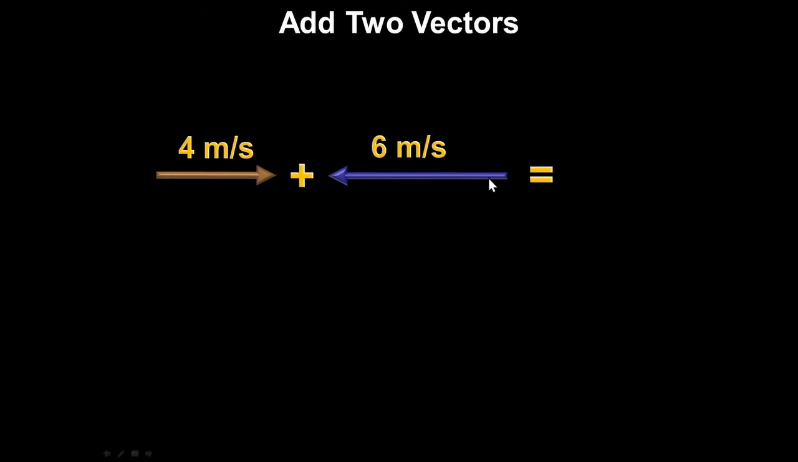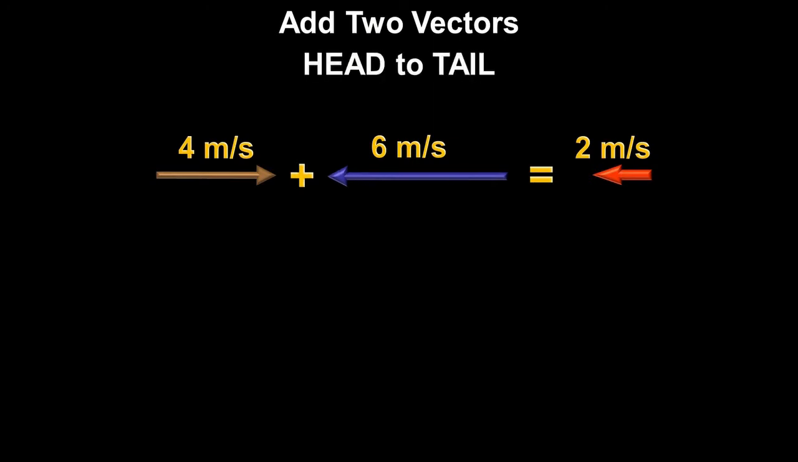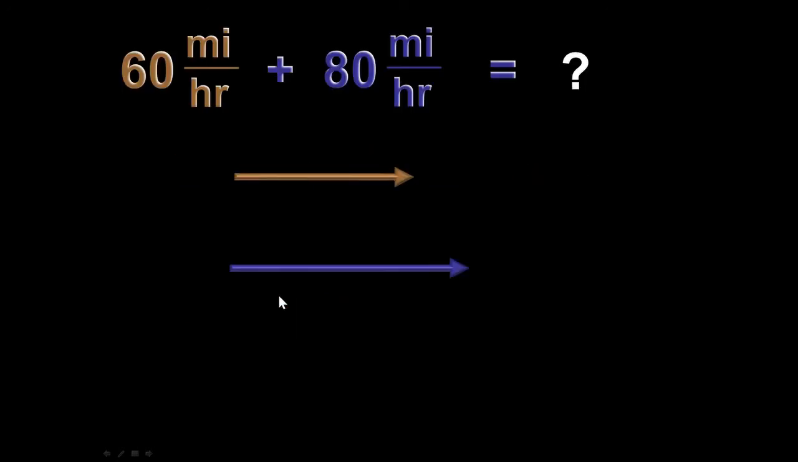So if we had 4 to the right and add it to 6 to the left, we get a resultant of 2 to the left. But again, let's look at the head to tail method. We take the head of one vector, put it to the tail of the other vector, and the resultant is going to go from the tail to the head. Now just be careful, this is called the head to tail method. Here we put head against the tail. But when we draw the resultant, we end up being tail to tail and head to head. The resultant went from the tail to the head. It went from the beginning to the end.